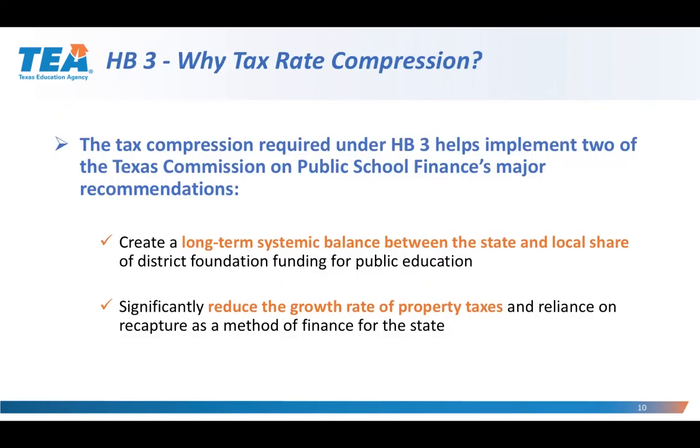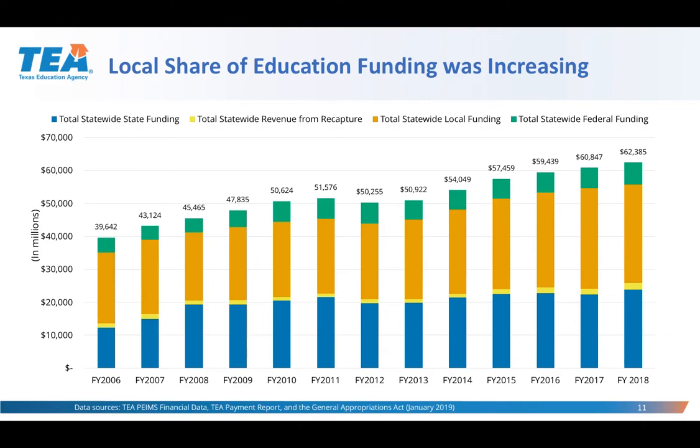The first thing is that it implemented a couple of the recommendations that came out of the Commission on Public School Finance. The first was to create a long-term systemic balance between state and local share of the FSP. And the second was to significantly reduce the growth rate of property taxes and reliance on recapture as a method of finance. So this chart here illustrates what was happening with the local share of education and recapture.